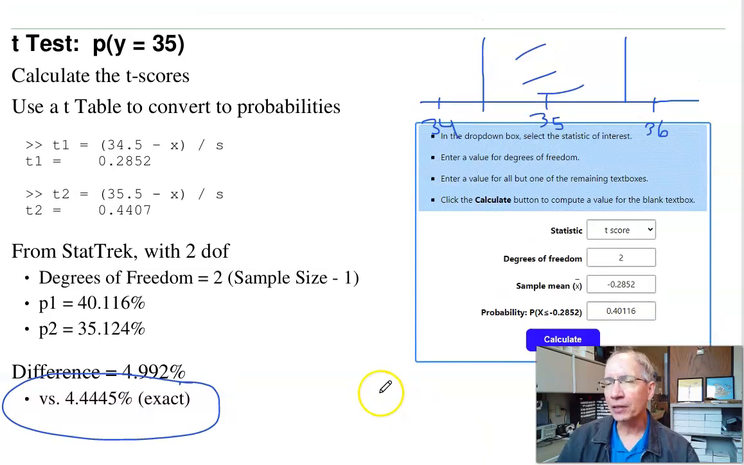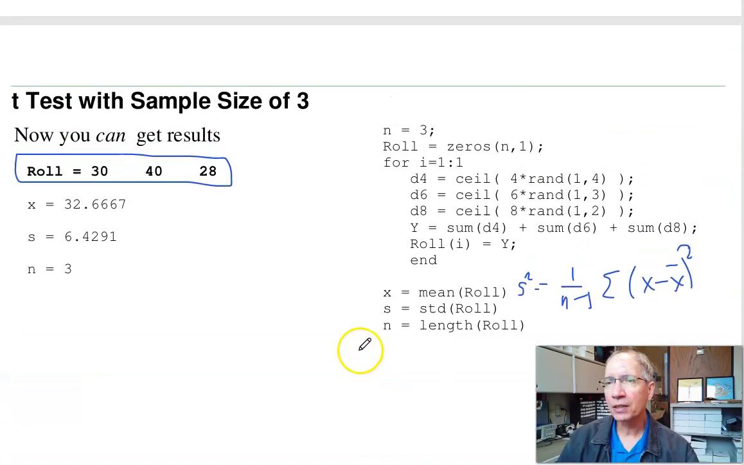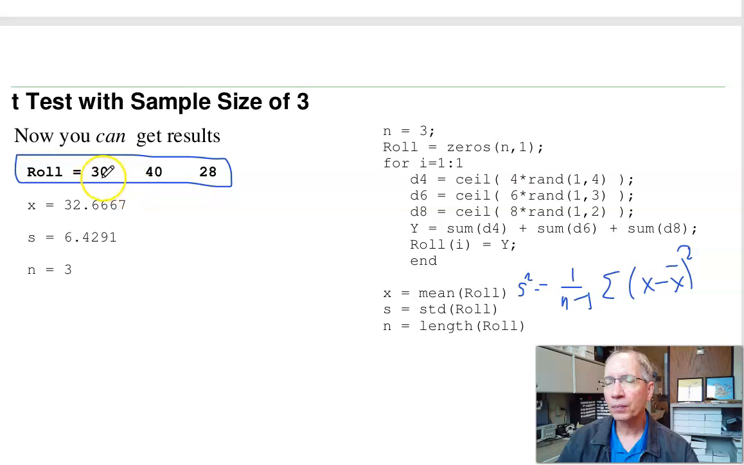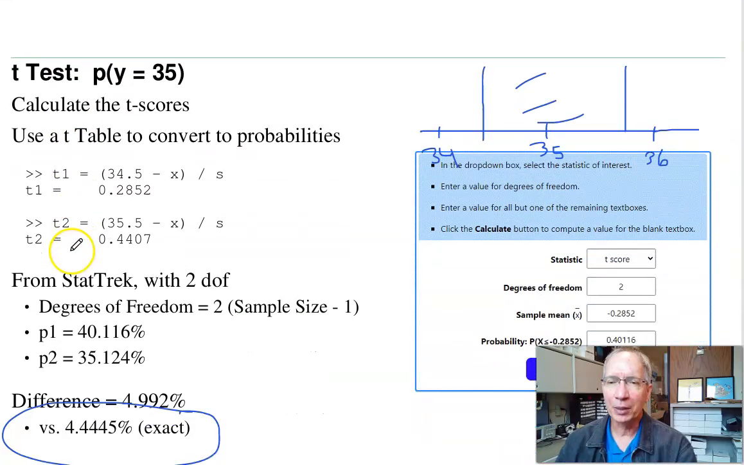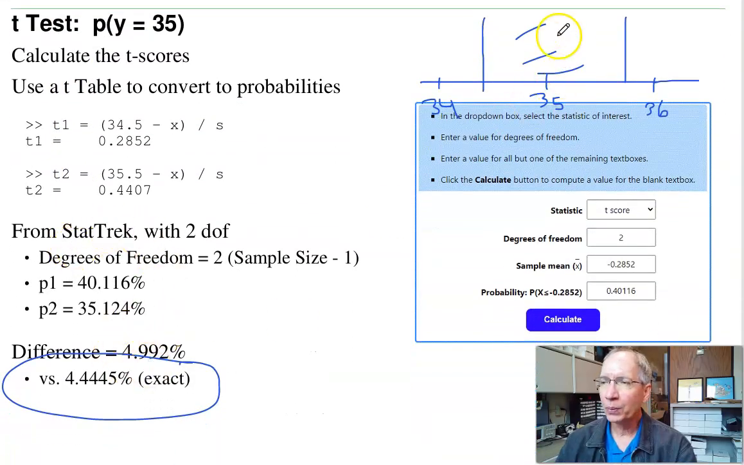And what's kind of neat about this is you go back to the data. This is all I'm working with. Given those 3 numbers, what's the probability of rolling 35? Now that's not really obvious from that data, but using the central limit theorem, t-distribution, I can calculate the mean, standard deviation, sample size, use a t-table to tell you what's the area between 34 and 35, and I almost got it. That's actually a really, really good result.